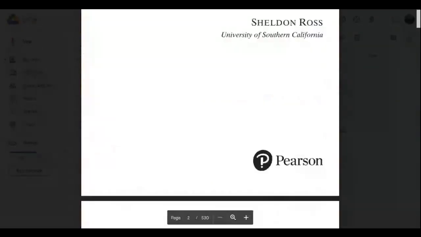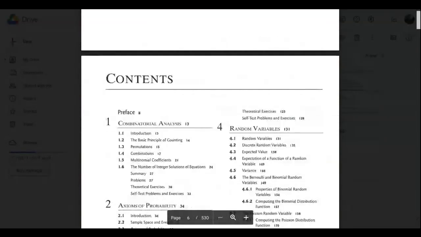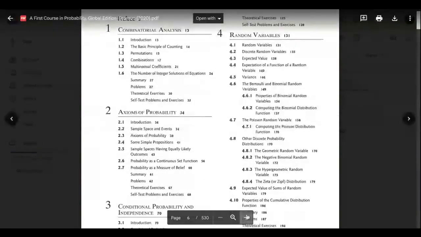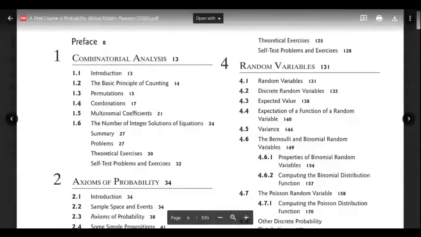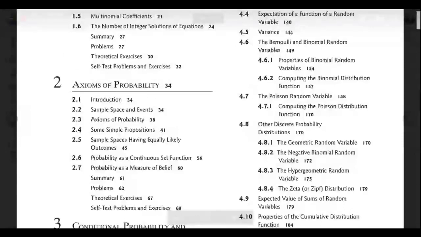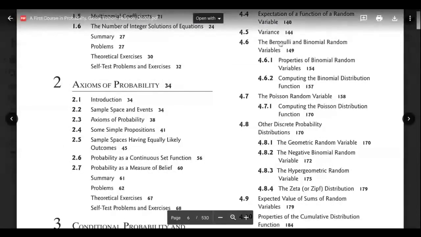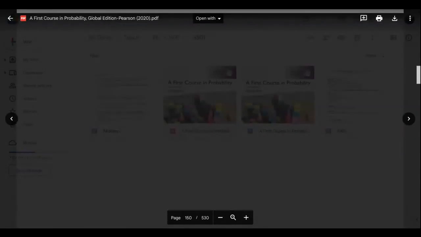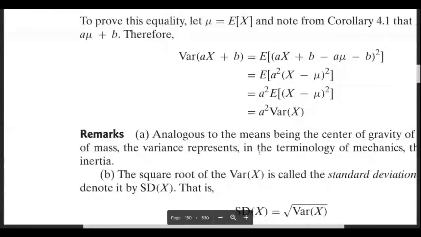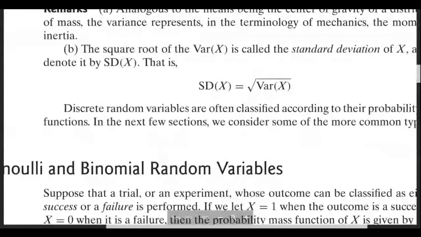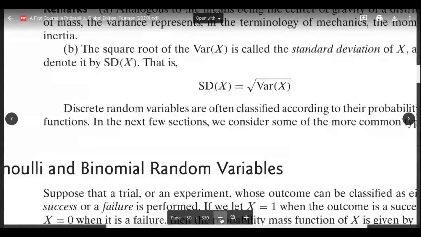So last class we talked about the variance. Okay, so today we're going to talk about the Bernoulli and the binomial random variables. All right, those two are important. Bernoulli.